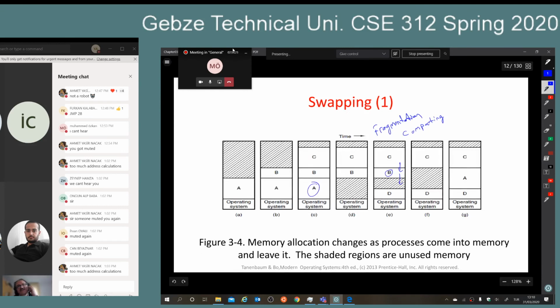Okay, fragmentation and compacting are two things that I need to be careful about. I have enough space, but due to fragmentation, I couldn't fit program A, so I need to swap out program B.